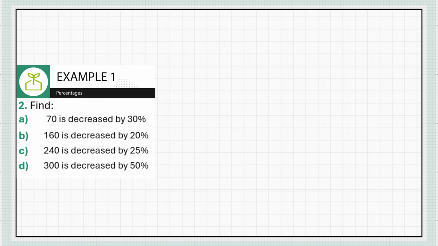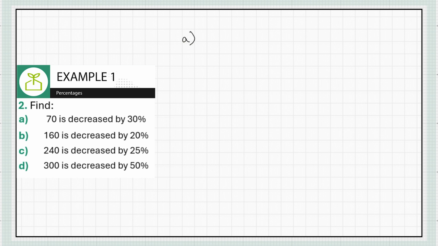Alright, welcome back. So now we're going to be looking at what happens if we decrease a number by a percentage. And we have the same two methods we had before. You just have to remember that when we're doing decreasing, we have to actually take away the number that we determine at the end. So let's get started with A.